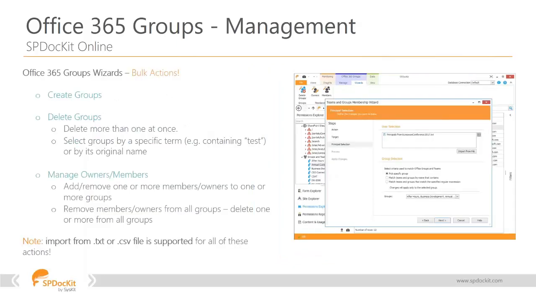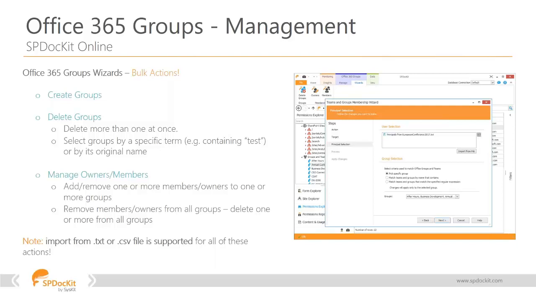So all of the management actions are directly available from this screen. But what is the most interesting here are bulk management actions for groups. You can use our interface to create groups, and you can delete groups, and you can delete more than one at once, or you can select groups by a specific term. So when I said previously that you would need to delete all of the groups that contain the word, let's say, test, you can use our wizard to do this, so you will be able to delete all of the groups that contain this specific term in their name.